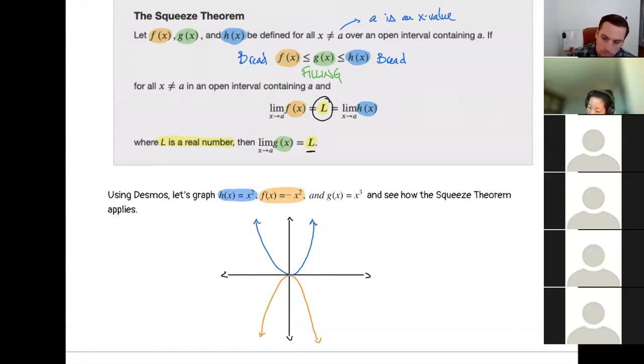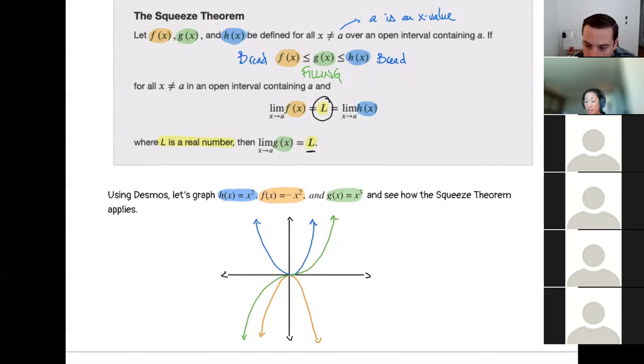So now let's draw in our g of x. And g of x, we said, is the cubic function, and we sketched one of those earlier, but the cubic function is going to look something like this. Is the green one always between the blue and the orange? Yes, that green one is always between the blue and the orange, okay?